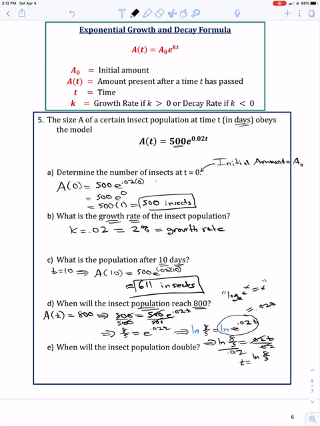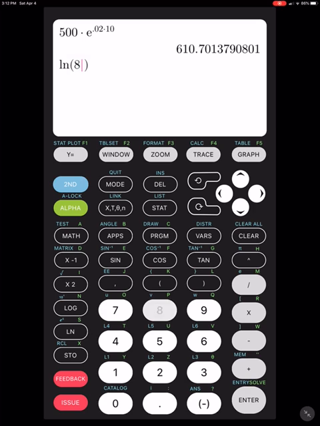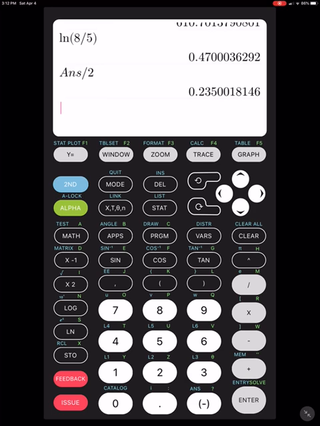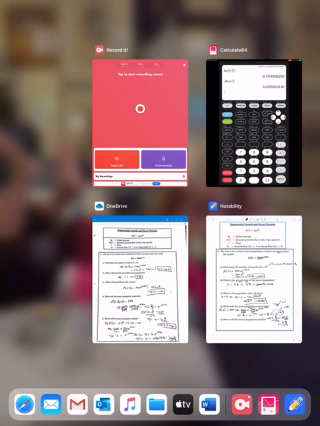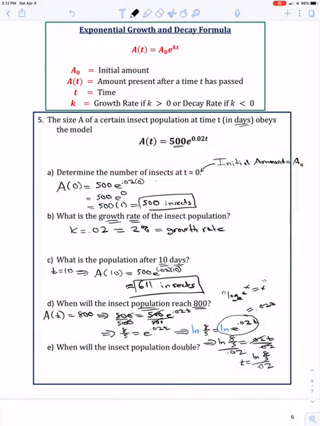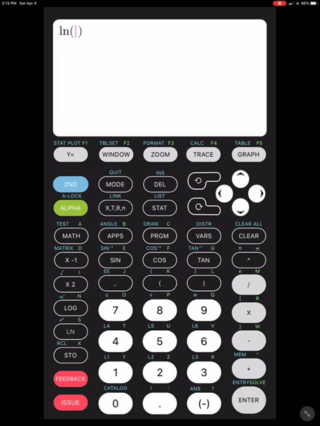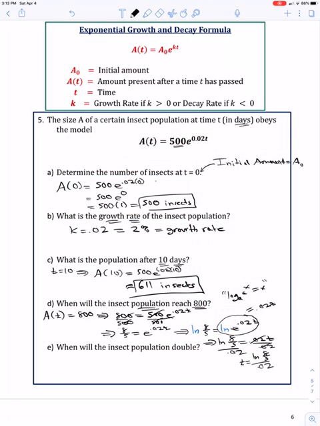So natural log of 8/5 divided by 0.02. Let's find out what that gives us. What's the natural log of 8/5, divided by 0.02? I got 0.235, right? Now let's make sure we typed that in correctly. I put 0.2, but it was 0.02, wasn't it? So let's type that in correctly. I knew that answer didn't make sense, so we need to double check what we're typing in, to divide by 0.02. That makes sense. So we got 23.5. So there's the amount of time, and remember t is in days. So 23.5 days.